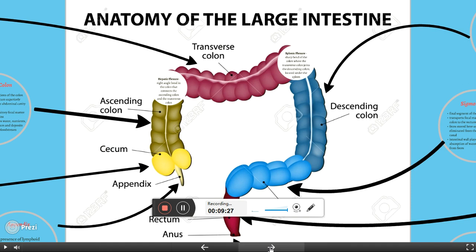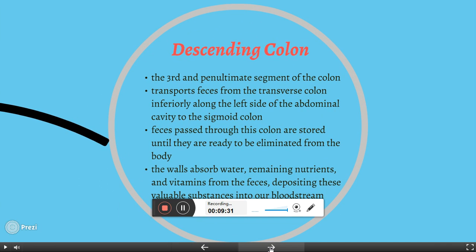Now for the descending colon, shown in blue. The descending colon is the third and penultimate segment of the colon. It transports feces from the transverse colon inferiorly along the left side of the abdominal cavity to the sigmoid colon. Feces passed through this colon are stored until they are ready to be eliminated from the body. The walls absorb water, remaining nutrients, and vitamins from the feces, depositing these valuable substances into our bloodstream.